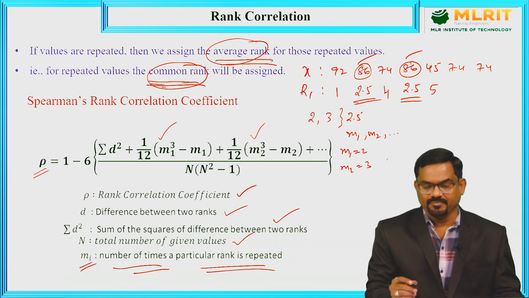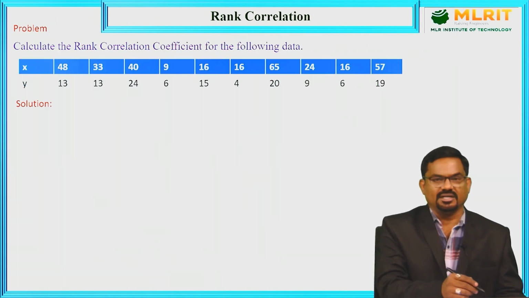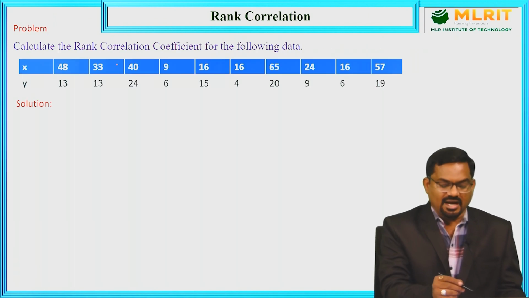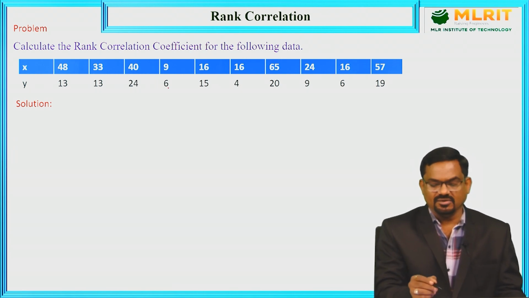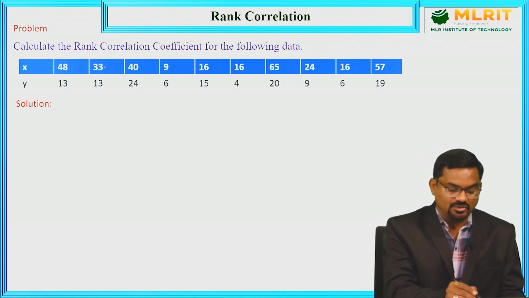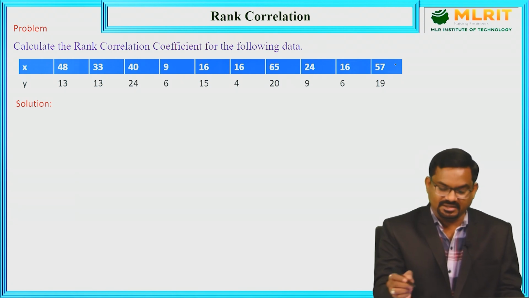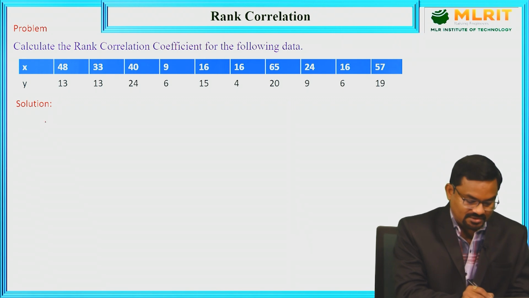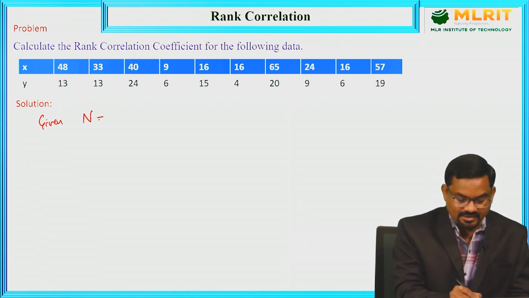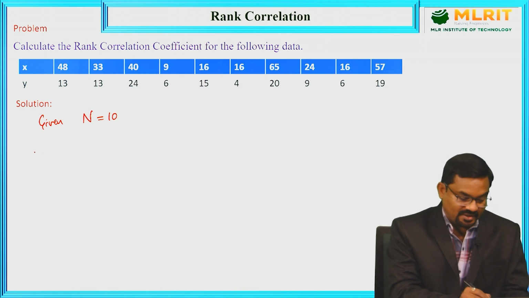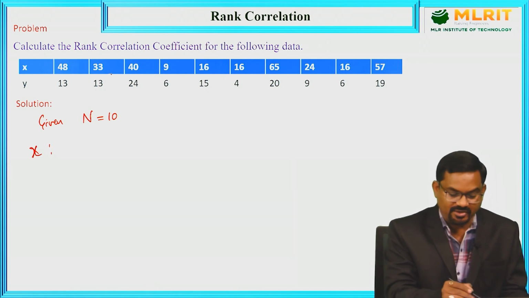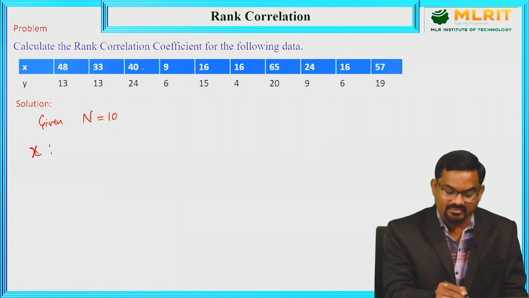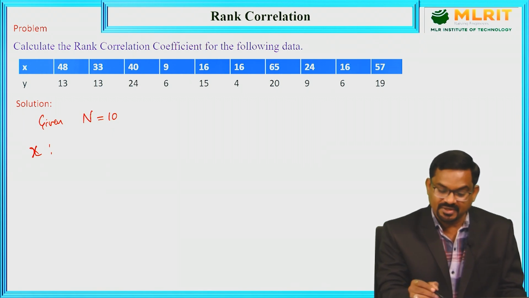Let us solve one problem so that we can understand the concept here. Calculate the rank correlation coefficient for the following data. Here x values are given in the first row, y values in the second row. Total number of values: 1, 2, 3, 4, 5, 6, 7, 8, 9, 10. So, total number of values, capital N, is 10. And in the x values, you can see 48 is a non-repeated value, 33 again non-repeated, 40 non-repeated, and 16 is repeated 3 times.